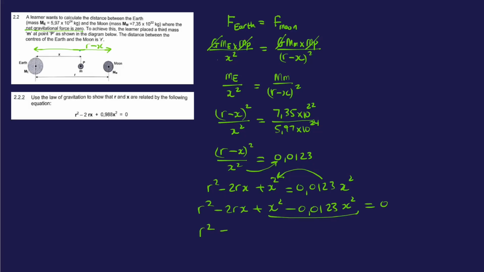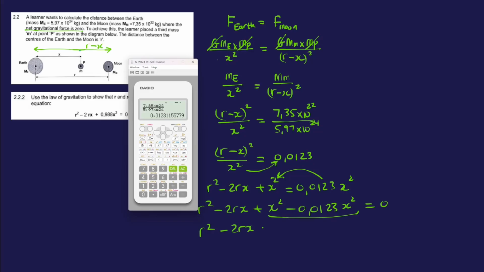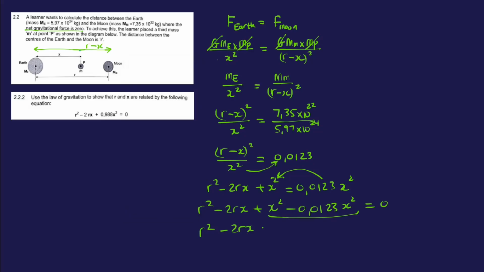So r squared minus 2rx, and then if I say 1 minus the answer, that's going to give me 0,988. So plus 0,988x squared is equal to 0. And so we've shown it.